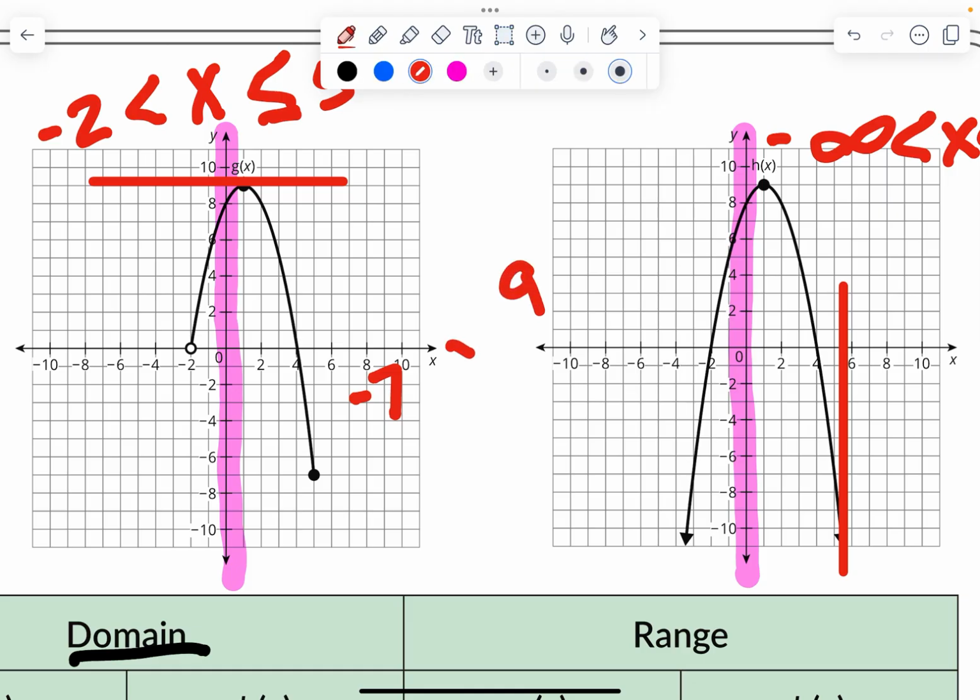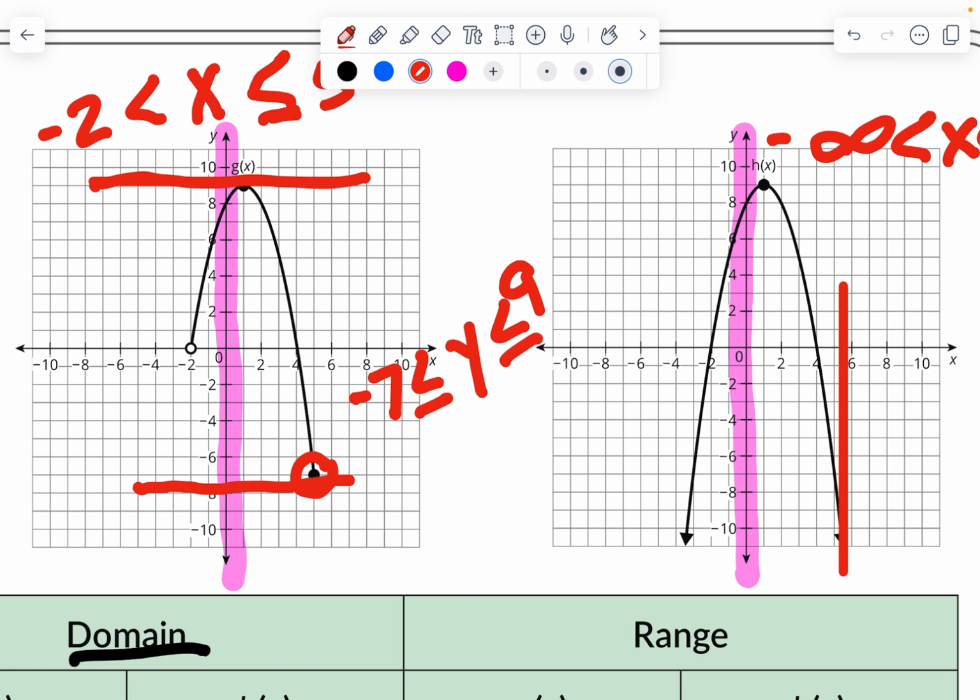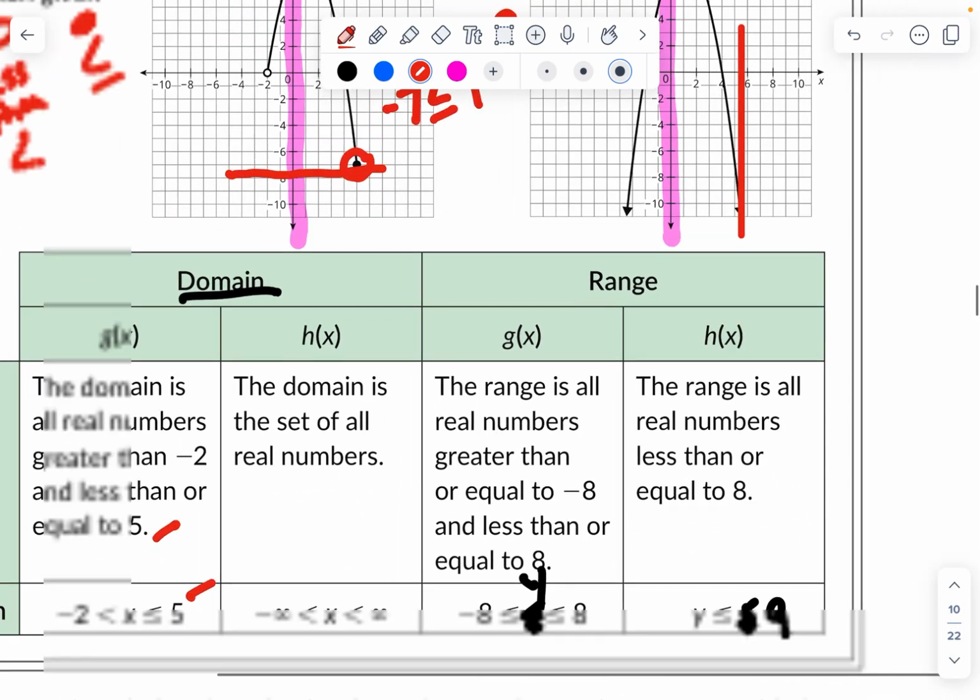So all of my y's are in between this -7 and this 9, okay? So I'm going to do this, and then I'm going to go look at the dots. The dot in line with the -7 is solid, so I'm going to put a line under. That means y is greater than or equal to -7, okay? The dot at the top is also solid, so it's going to have a greater than or equal to.